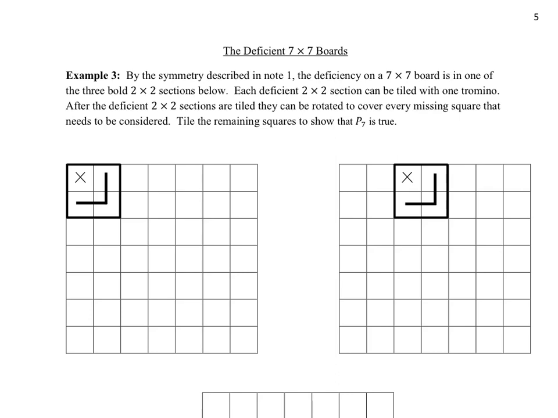So next on our chopping block is the 7x7 boards. We're going to try to explain why all deficient 7x7 boards can be tiled. So key in what I just said is all deficient. So we need to make sure that the deficiency could go anywhere. And we're going to use symmetry to help us out here. So the first notion of symmetry is we're going to rotate so that our deficiency is in the top left. So the top left part of the grid will be this section here.